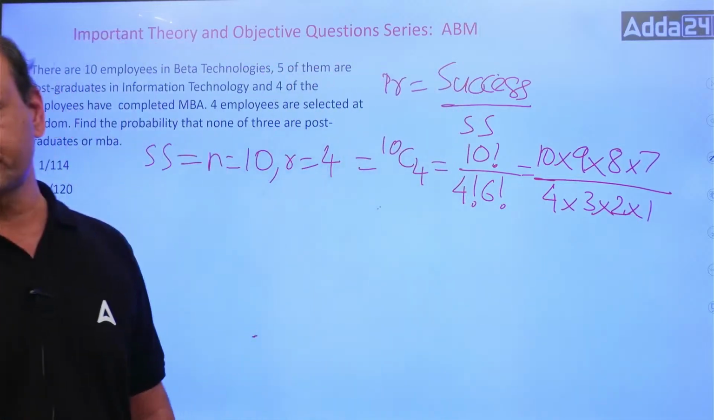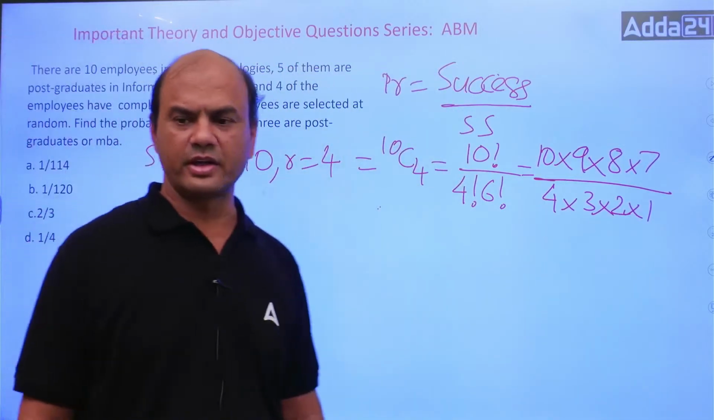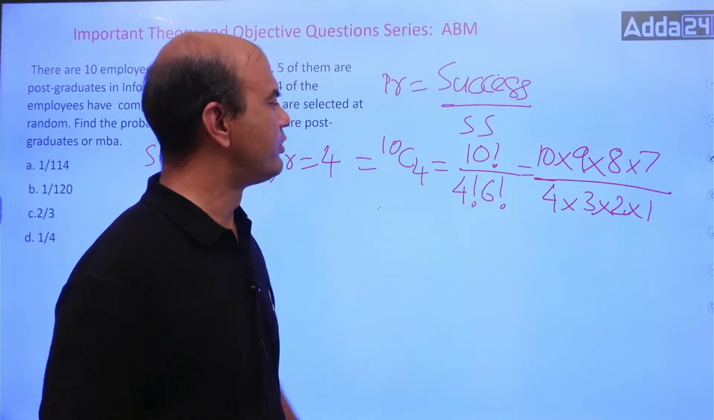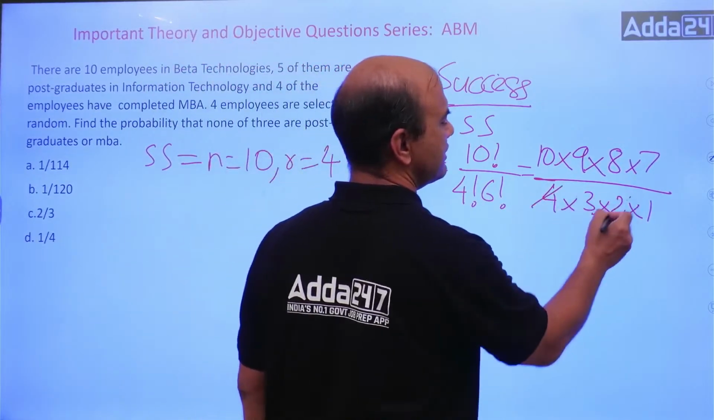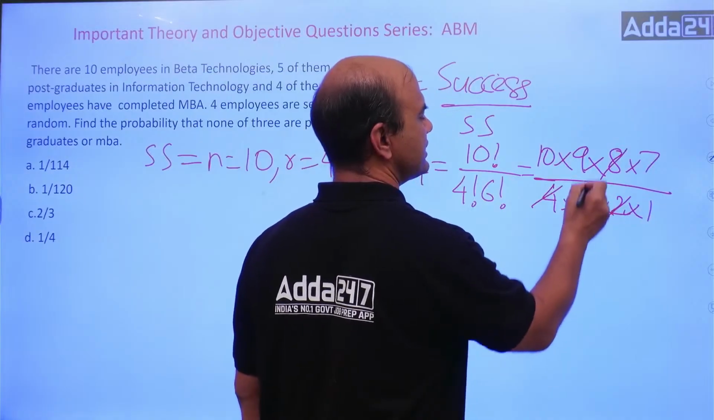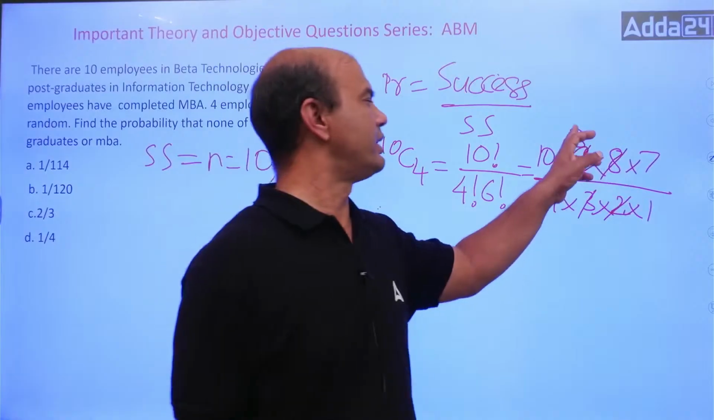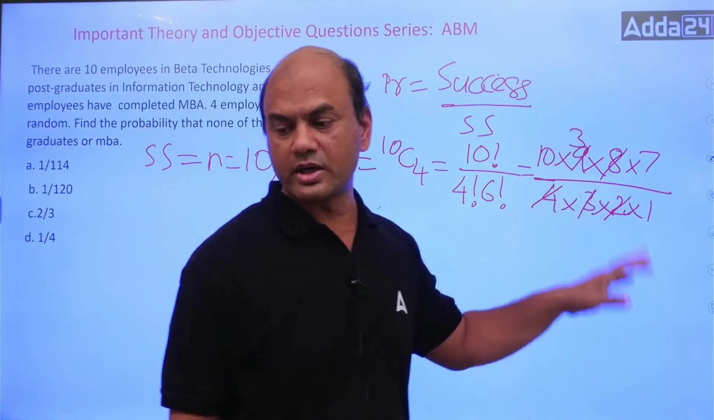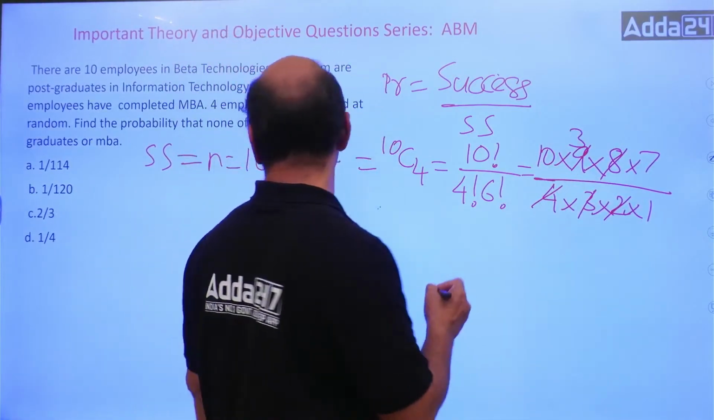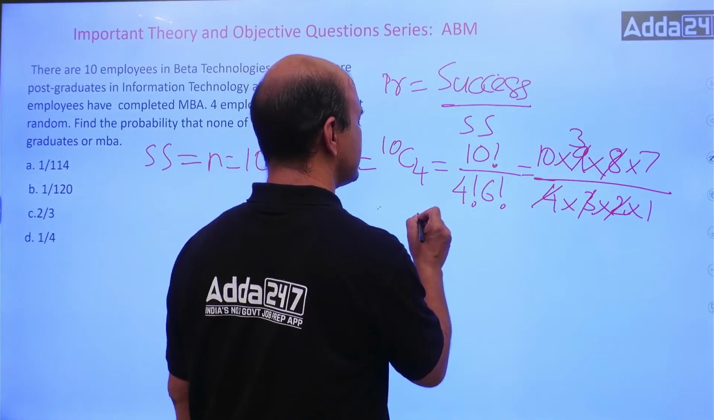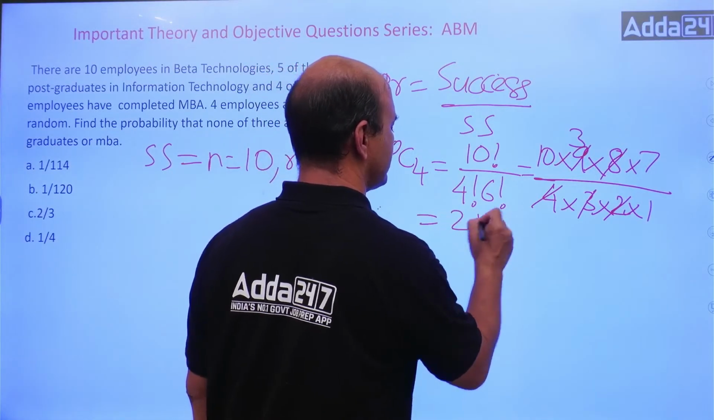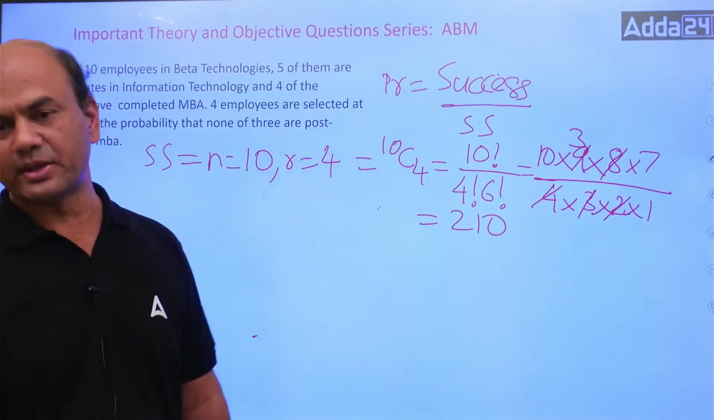Getting this? Solve it. 4 into 2 gets cancelled against 8. 3 3s are 9, 3 into 3 gets cancelled. So 7 3s are 21 into 10, 210. So your sample space is 210. This is your sample space.